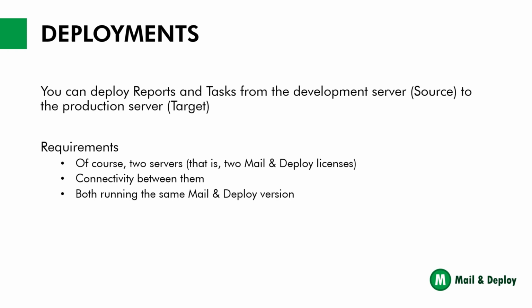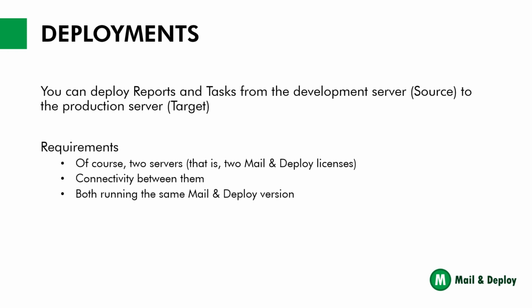To use this feature, there must be two servers, two separate instances of Mail and Deploy, each with its own license key. These servers should be connected, meaning the source server must be able to reach the target server. In our example, the source is on a private network, and the target is in a cloud environment. In this setup, deployment can only work in one direction, from development to production.